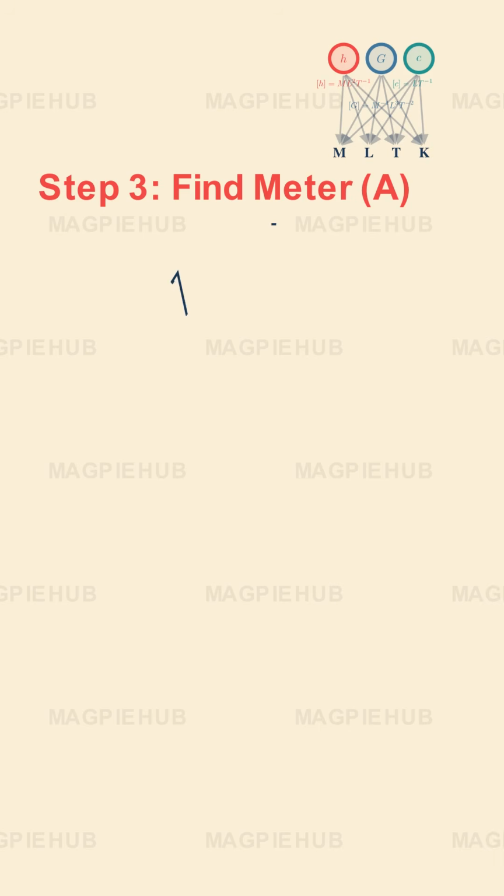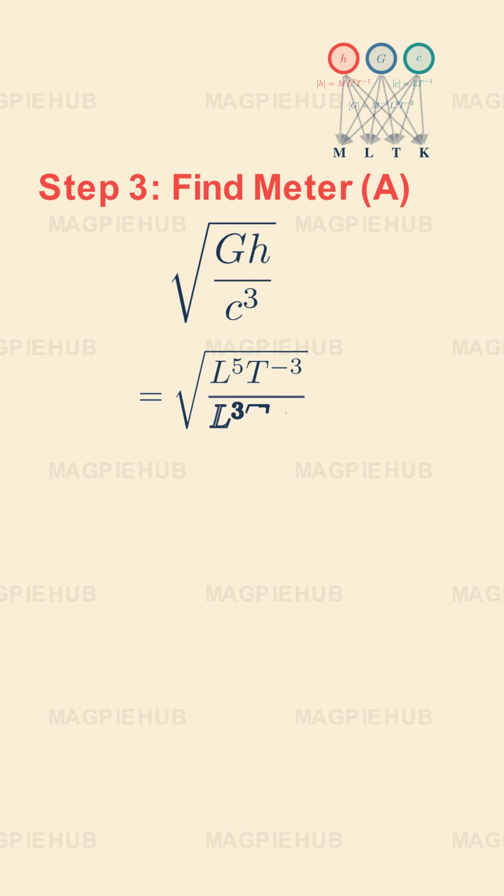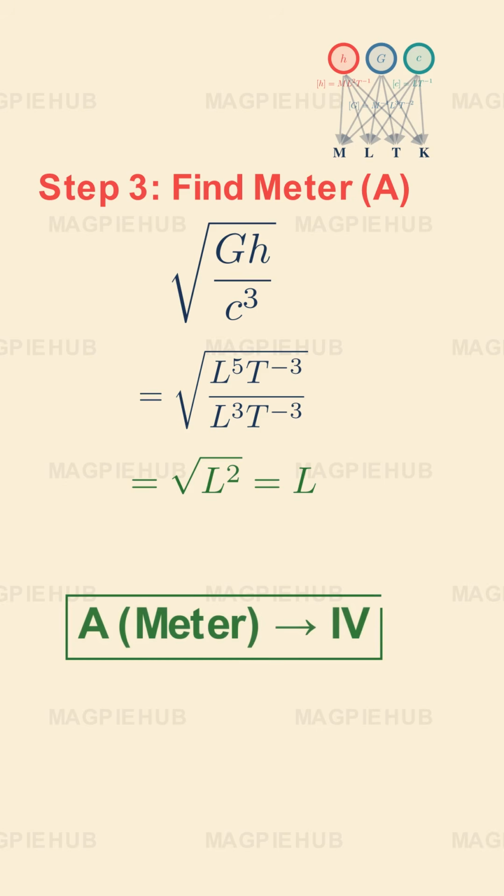Now for meter. Check option 4, square root of Gh over c cubed. Gh over c cubed, the numerator is L to the 5 T inverse 3 as before, divided by L cubed T inverse 3, gives L squared. Square root gives L, which is meter. A matches 4. Finally, D, which is Kelvin, matches 3 by elimination.